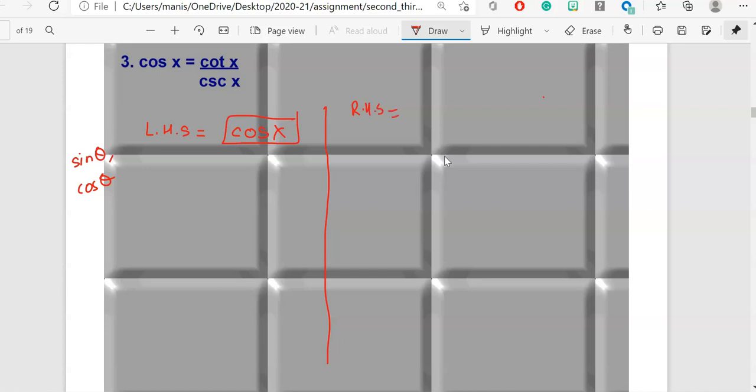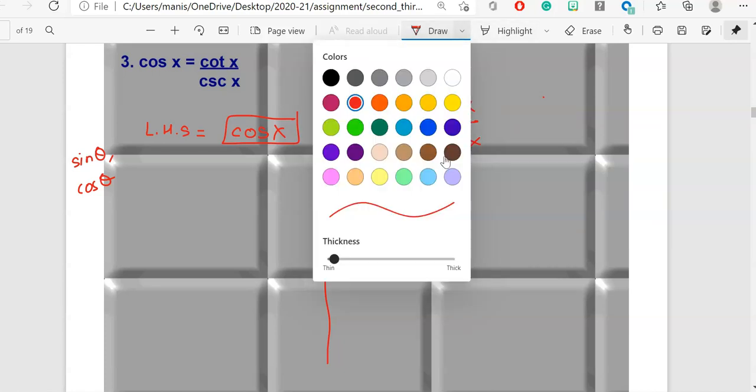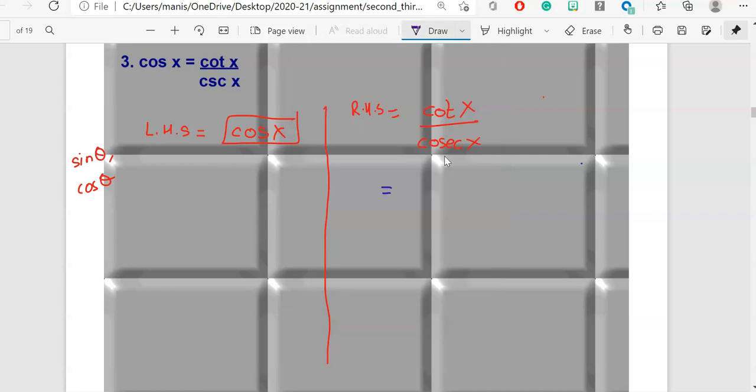Now I have to do something with the right hand side over here. So my answer should look like cosine of x. Now cotangent x and cosecant x. Now I have to find the formulas for these. I will change the color over here. Now the formula for cotangent x is what? Formula for cotangent theta is cosine theta over sine theta. And for cosecant, my formula is what? My formula is 1 over sine theta.